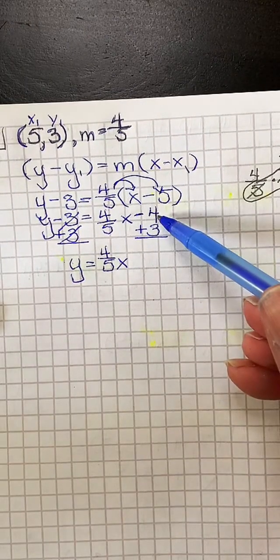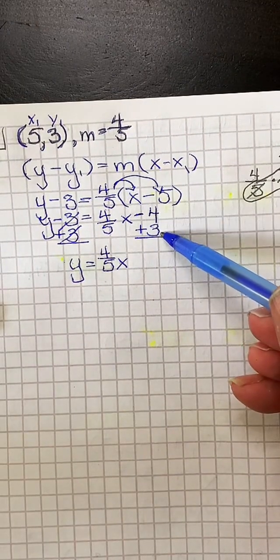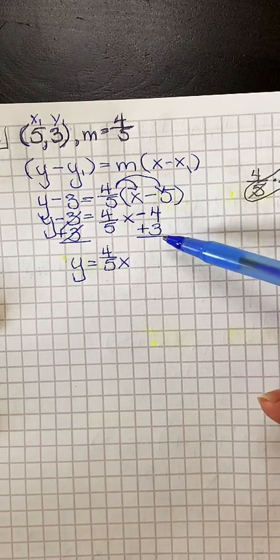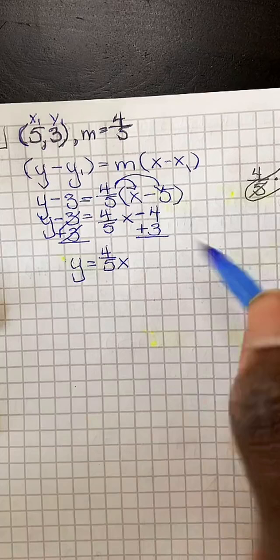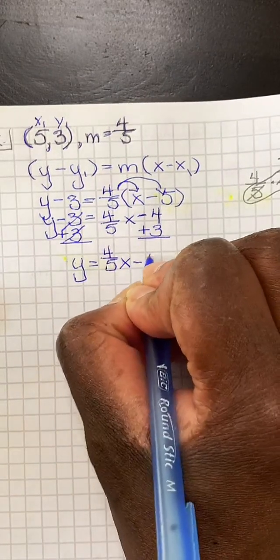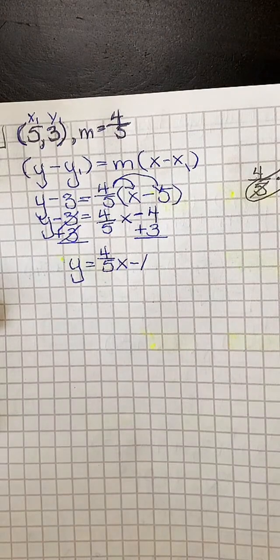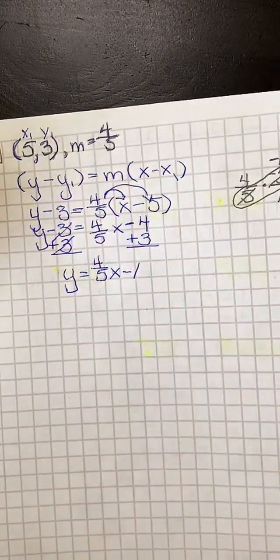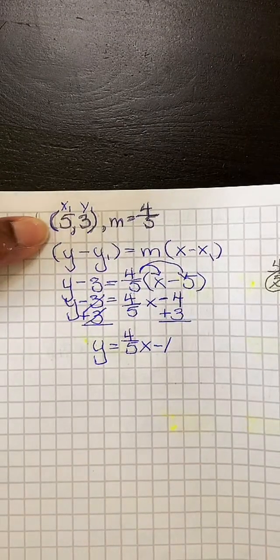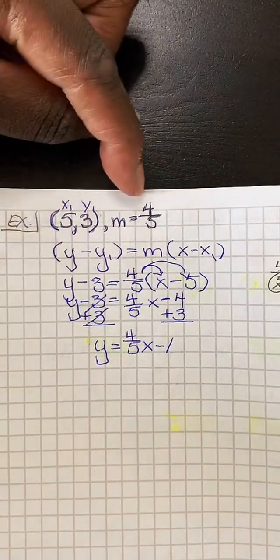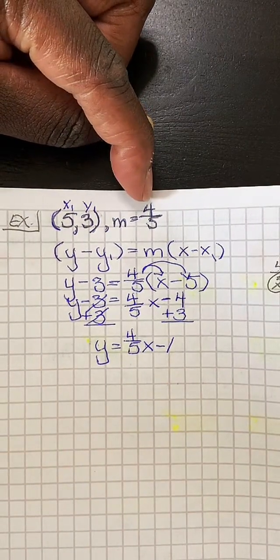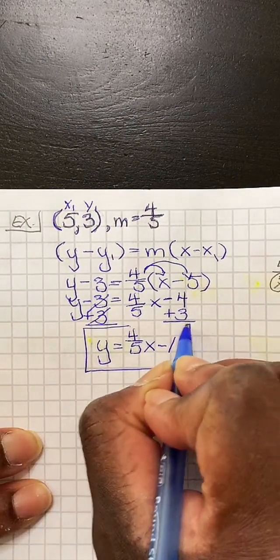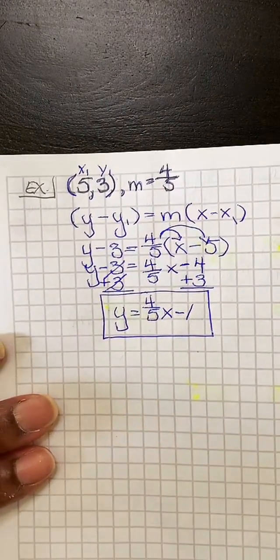So now I have negative 4 plus 3. Okay? I owe somebody $4. I gave them 3. That means I still owe them $1. All right? So my equation for the line that contains this point, 5, 3, and has this slope, 4/5, is y equals 4/5 x minus 1.